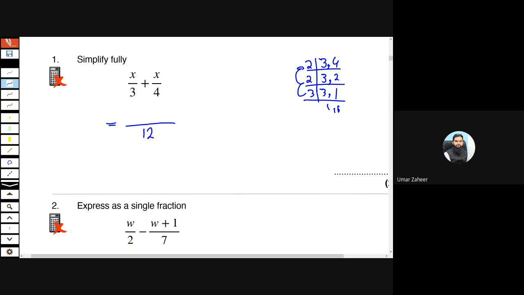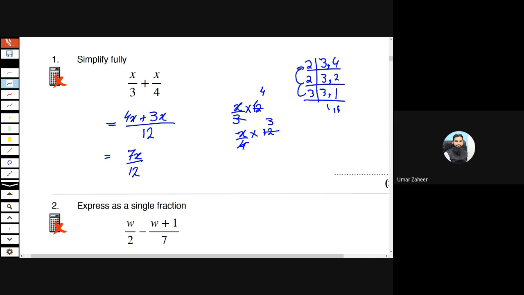Now, what is the next step? In the next step, you have to take the first fraction and multiply by LCM. You will get 3 times 4 is 12. You will get 4x here. Plus, take the second fraction and multiply by LCM. So 4 times 3 is 12. So 3 multiplied by x, you will get 3x. Yes, this step is clear. All right, so 3 plus 4 is going to be 7x divided by 12. So that's the final answer.